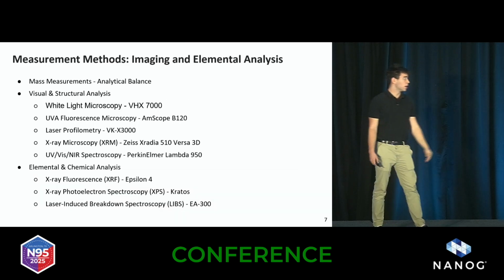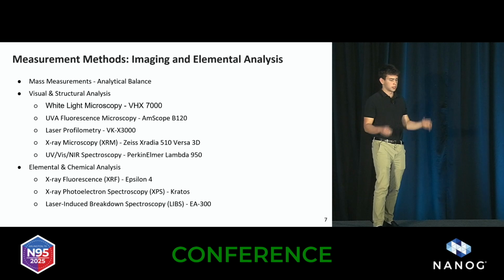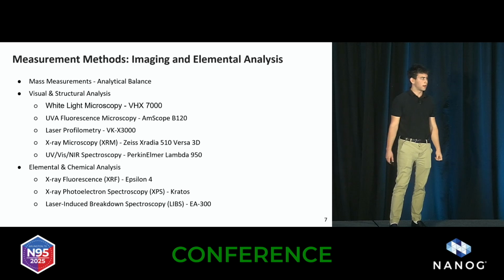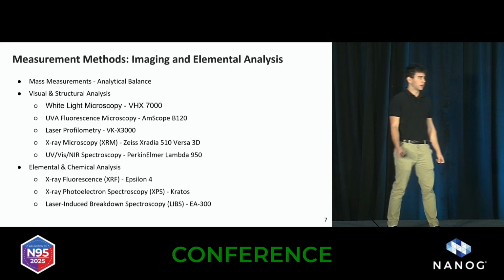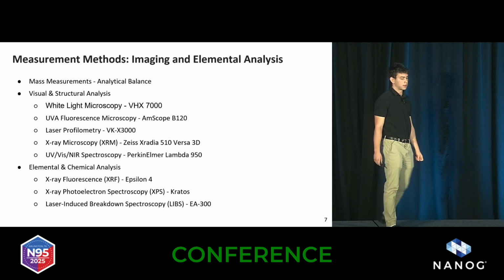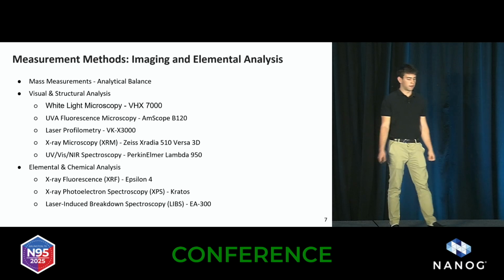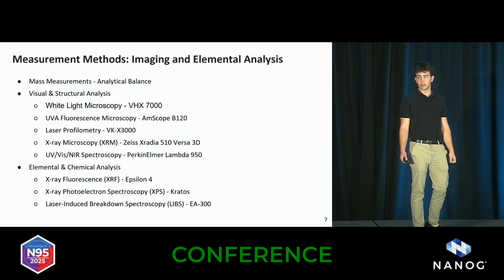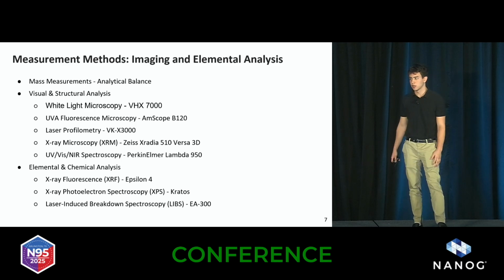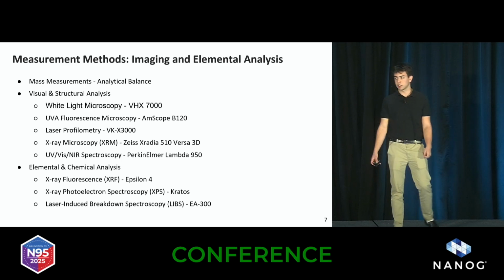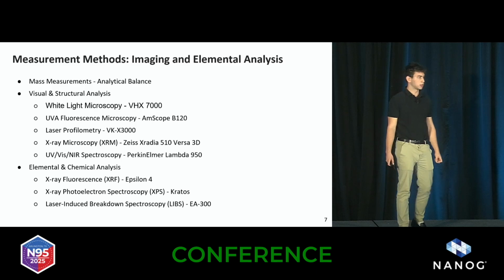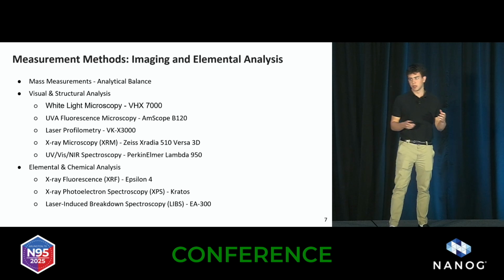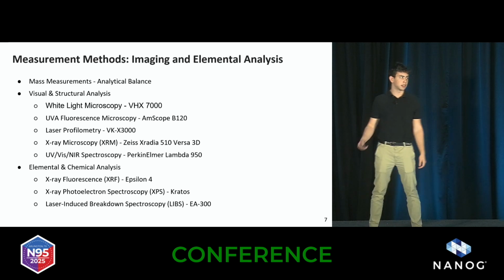Going into how we did the analysis, we had 3 categories. We had mass measurements, which covered the analytical balance, and then visual and structural analysis using white light microscopy, UVA fluorescence microscopy, laser profilometry, UV, vis, and IR spectroscopy, and X-ray microscopy. And then elemental and chemical analysis, which included X-ray fluorescence, X-ray photoelectron spectroscopy, and laser-induced breakdown spectroscopy. All of these, like I highlighted before, are non-destructive, so they're not going to destroy your chips or prevent you from using them after doing this testing.